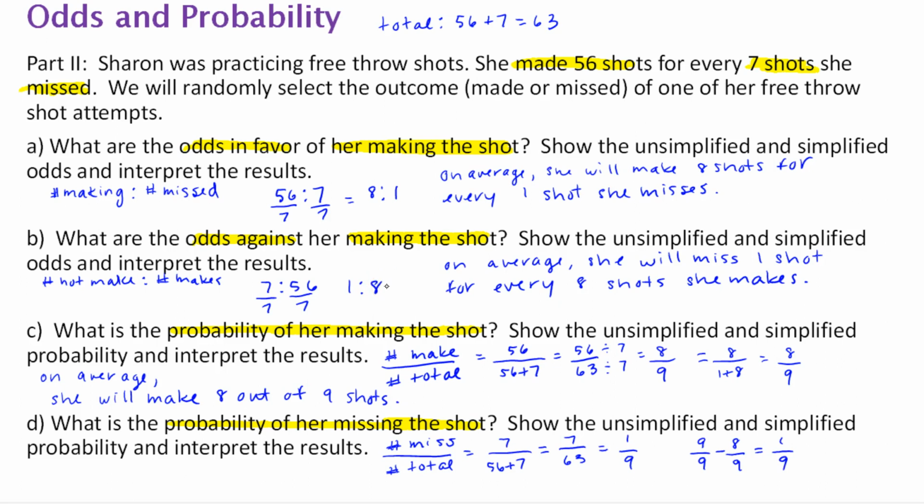Okay, so the interpretation is, on average, she will miss 1 out of every 9 shots she attempts.